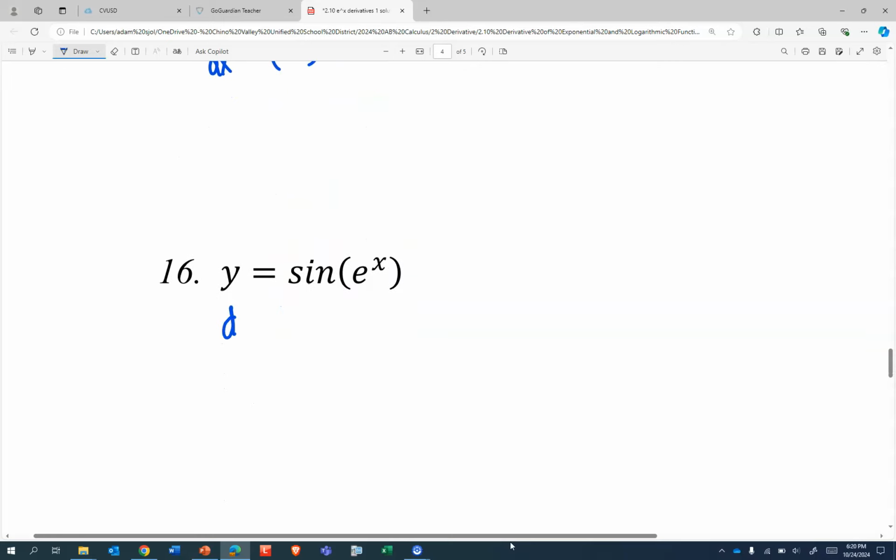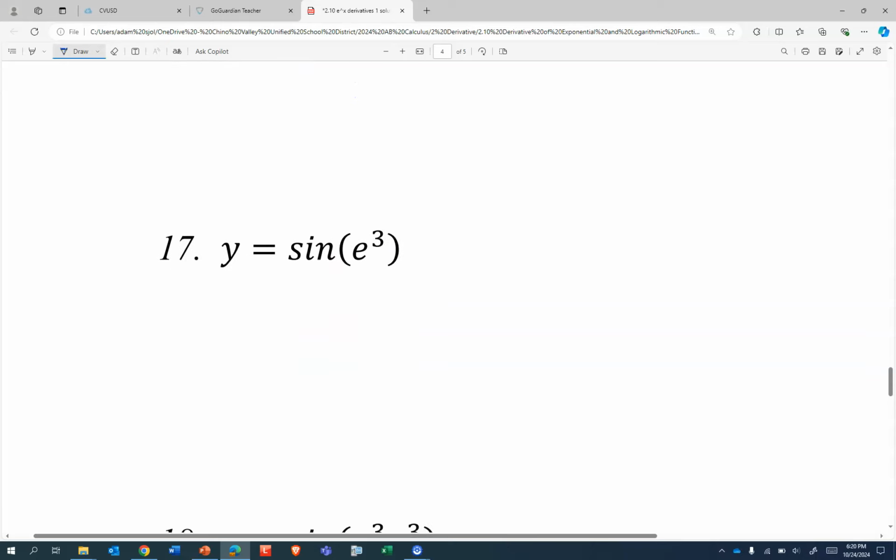Ooh, reverse. The derivative of sine of something is cosine of that same something. That something is e to the x, which has a rate of change of e to the x. And the derivative of sine of something is 0 if that something's a constant. Sine of e cubed is a constant, so its derivative is 0.